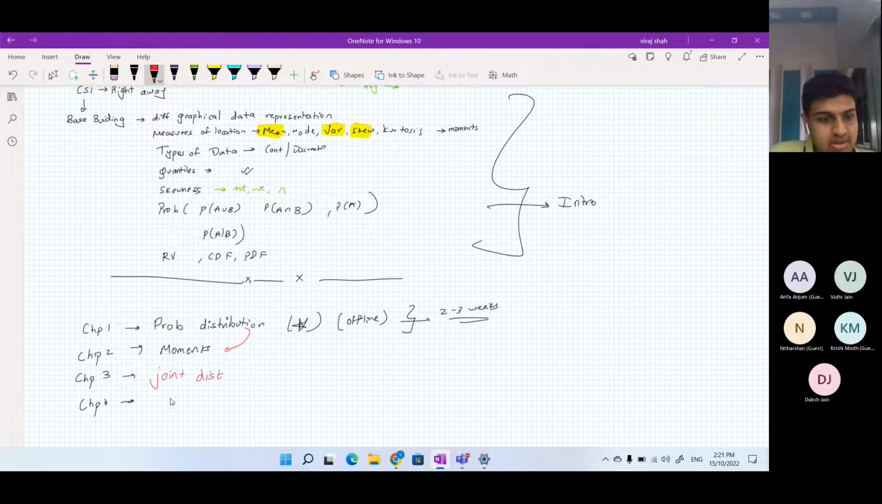Okay, and your fourth chapter would be CLT. Fourth, yes, CLT, or like a continuous joint distribution, or you can say joint distribution part 2. Okay, मैं एक probability distribution बोलूं. So what do you mean by a probability distribution?